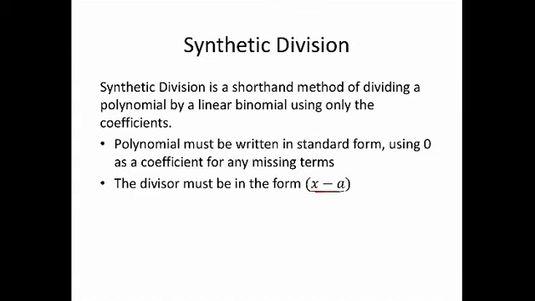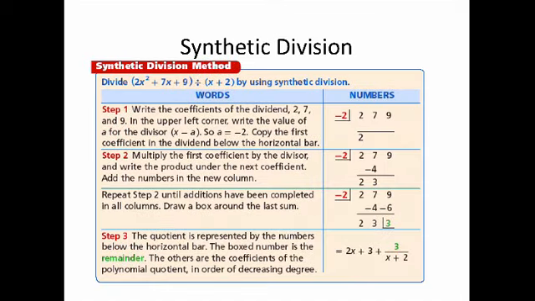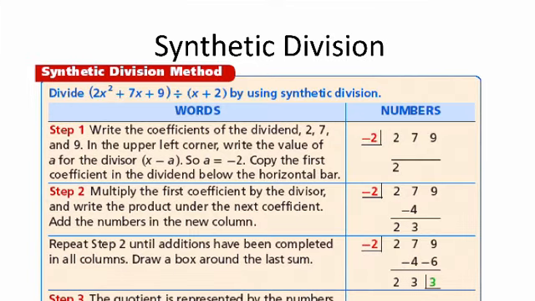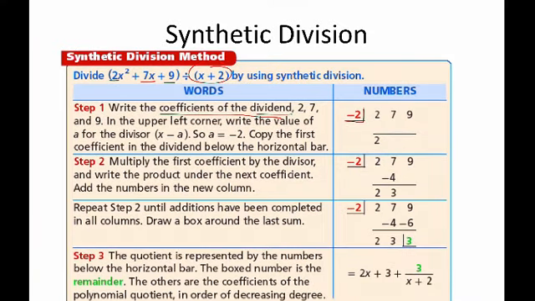Now, taking a look at the directions for this, there's a lot of words here. I'm going to quickly just scan through it. So the first thing, the example it gives here is 2x squared plus 7x plus 9, and we're dividing that by x plus 2. The first thing we do is write the coefficients of the dividend, so the 2, the 7, and the 9. And then in the upper left corner, we're going to make a box here, and we're going to put the 0 of your divisor, so whatever makes x plus 2 equal to 0. Now, after that, we're going to draw a line below there, and we're going to drop the first number down.